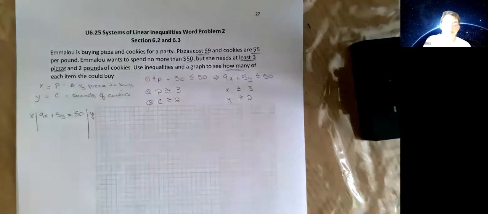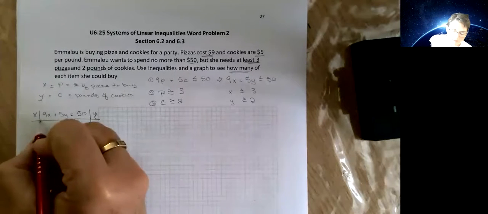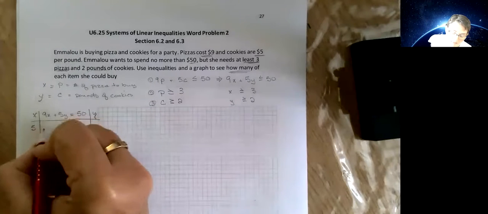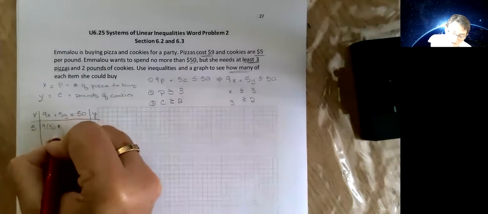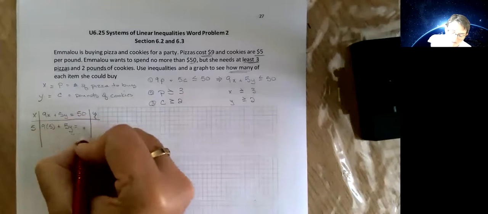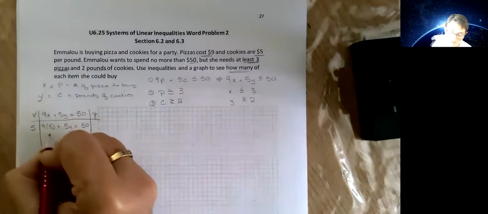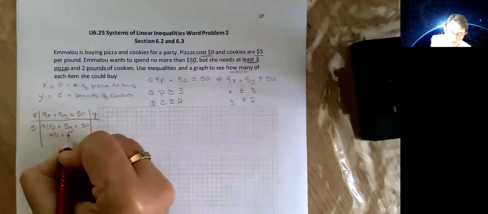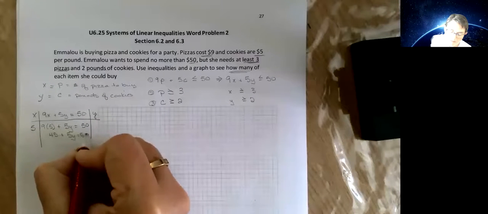All right, now because it's 50 there, I'm going to start with, I don't know, how about 5? Big number. So 9 times 5 plus 5Y is equal to 50. 9 times 5 is 45, plus 5Y is 50, minus 45 on both sides. That should give me 5Y is equal to 5. So Y is equal to 1.